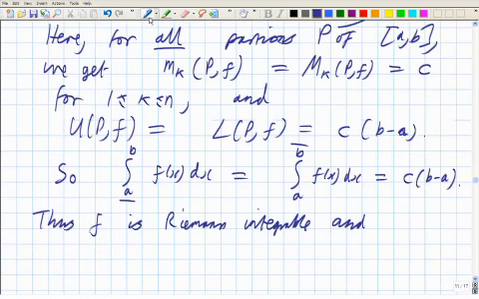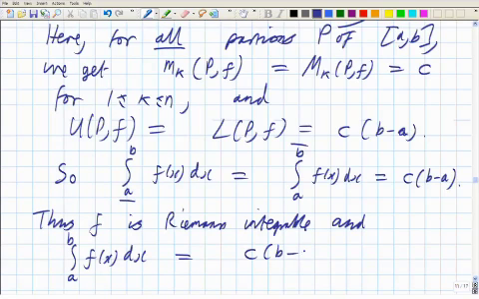And the integral is the same as both the lower and the upper integrals. So without the bar, you can just say it's equal to c times (b minus a) as well. So that's the Riemann integral. Okay, so that's the easiest possible example of a constant function. If the constant function didn't work, there'd be something wrong with your integration theory.